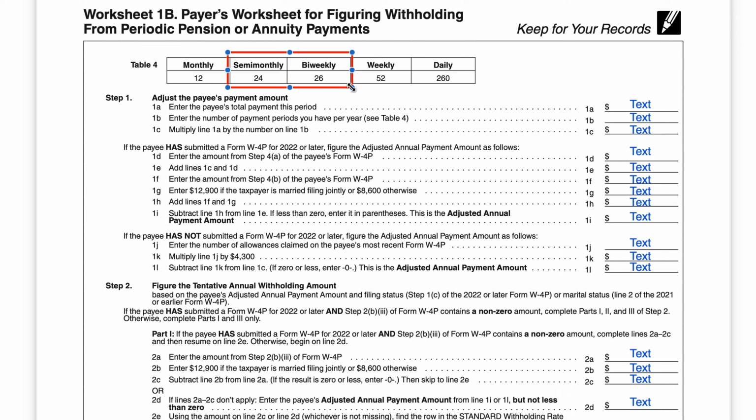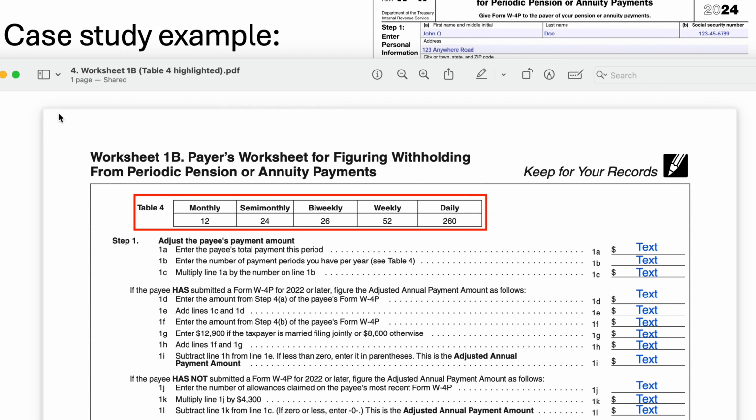So a biweekly recipient that is calculated on a semi-monthly basis may be over withholding, whereas a semi-monthly recipient that is having taxes withheld at the bi-weekly rate may be under withholding. So that's a note for employers to consider, or sorry, the payers to consider, so the pension or the annuity company. But that's something that you should keep in mind.